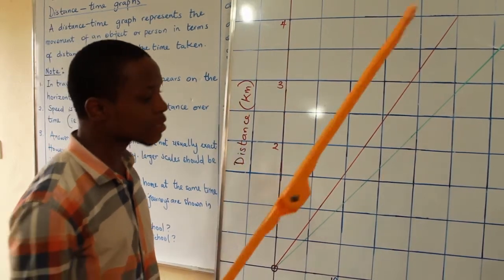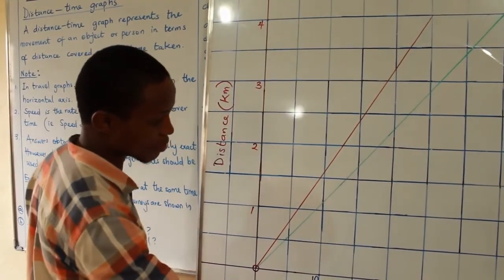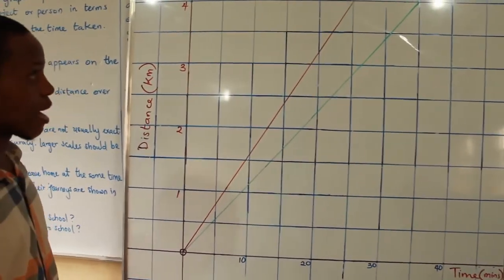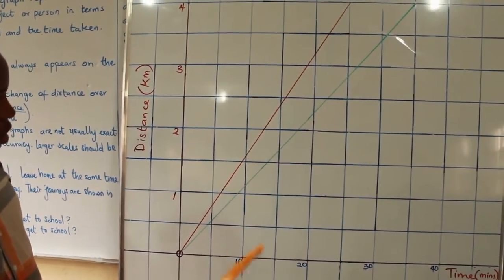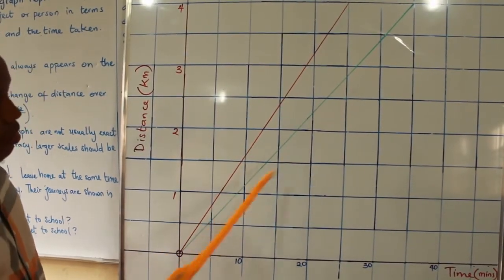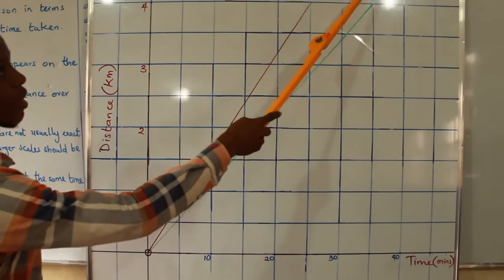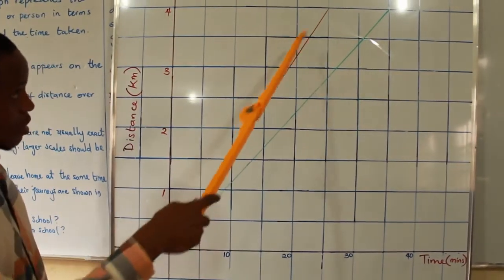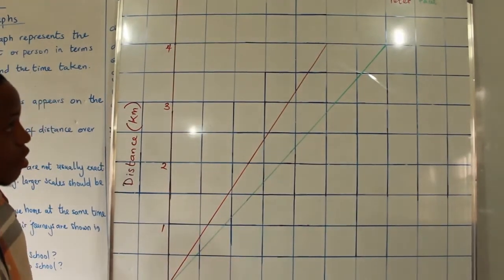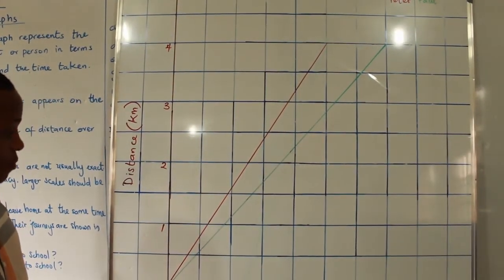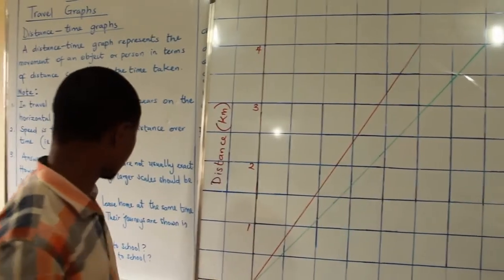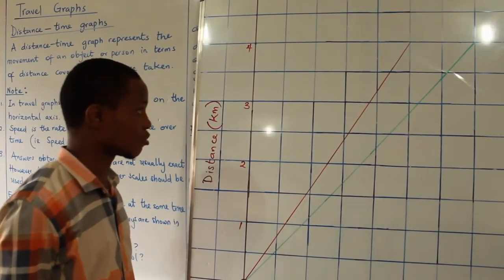But every travel graph has time on the horizontal axis. Now, you can see that I have a red line and a green line. I indicated here that the red line signifies Peter's journey and the green line indicates Paul's journey. Now, the first question says, how long did Peter take to get to school?